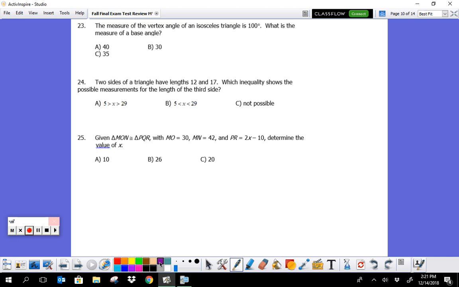Okay, number 23, the measure of a vertex angle of an isosceles triangle is 100. What is the measure of the base angles? So I'm going to draw an isosceles. That means that two sides are the same. And what they're saying here is that this vertex, the one at the top, is 100. So what you need to remember is that for an isosceles, the angles opposite of these sides that are congruent, these angles are also congruent. Okay, so if those angles all need to add up to be 180, these two need to be 80 between the two of them. And if I divide that by 2, because they're equal, that means each one is 40.